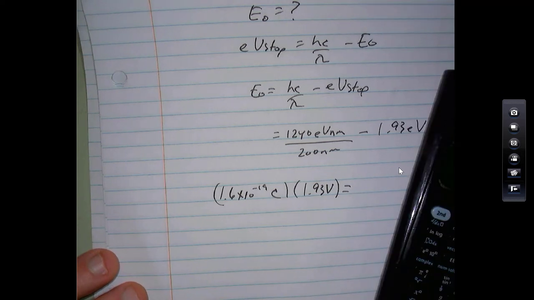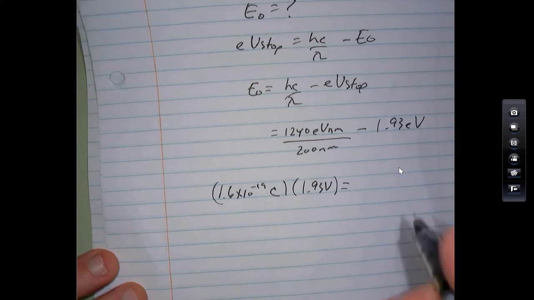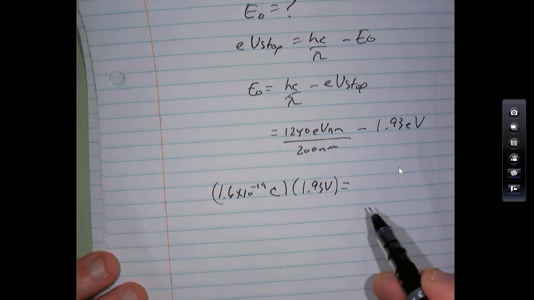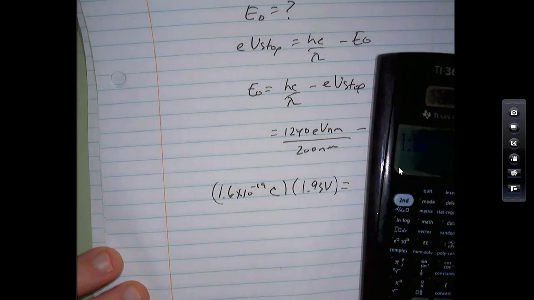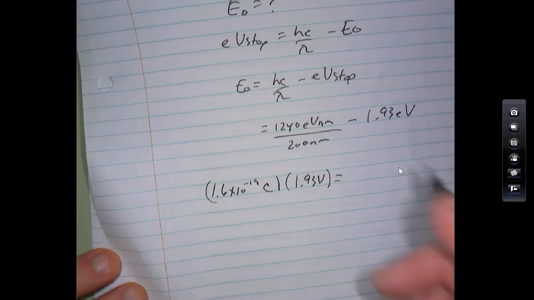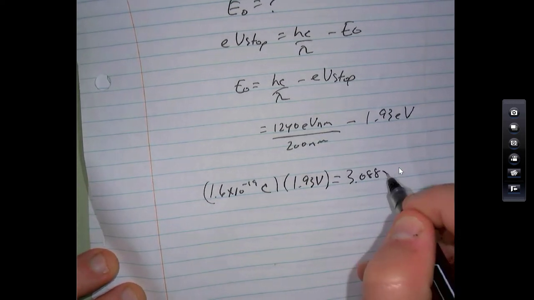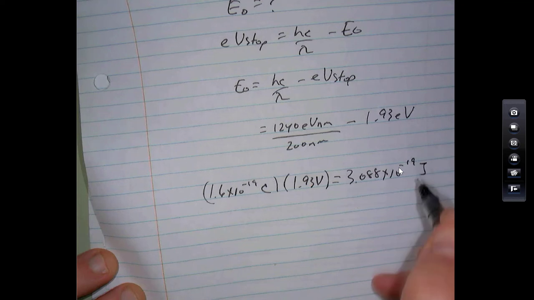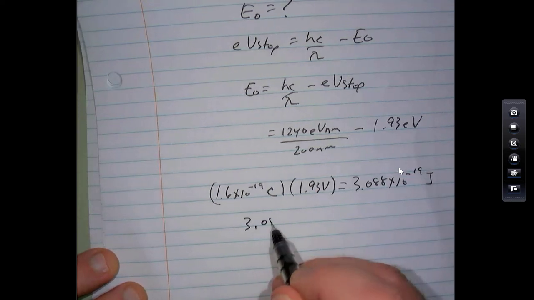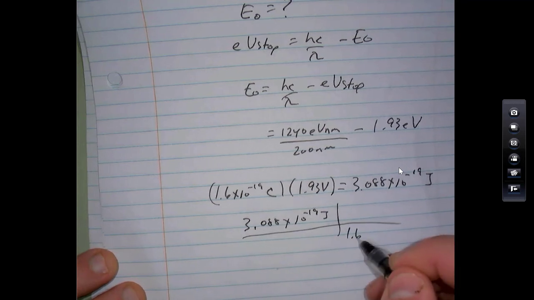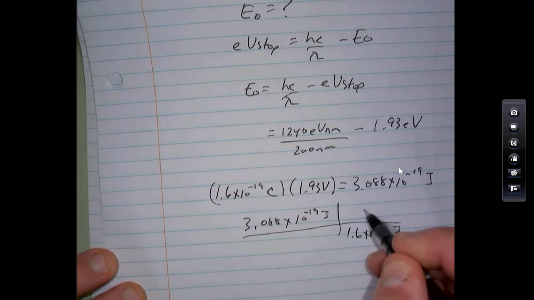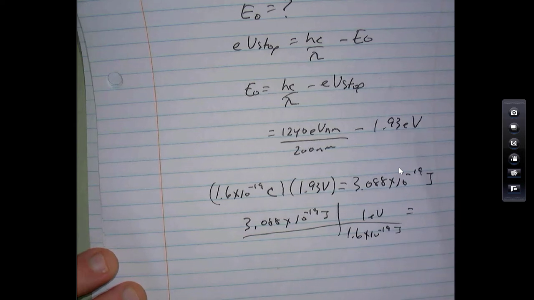Let me actually do it. It comes out in joules. I'm trying to see which way would be better to show you the magic of this. Times 1.93, 3.088 times 10 to the minus 19th joules. But now we want to turn that into electron volts. I know it's 1.6 to the minus 19th joules for 1 electron volt, and then you get the same thing, 1.93.